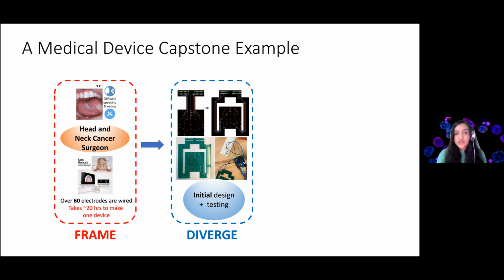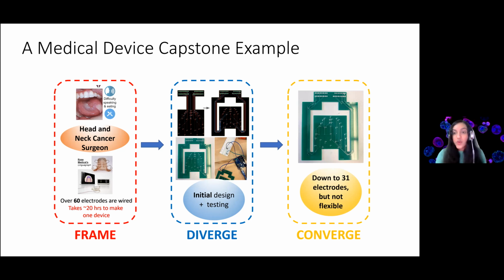And we were actually also able to work with the speech pathologist and reduce the number of electrodes from 60 to around 30 electrodes, which allowed us to reduce the number of electrodes we would need to put in the device and the number of wires that would need to come out of the mouth. So after initial testing of the design, we were able to confirm functionality. We were down to 31 electrodes, but the device we created wasn't flexible.